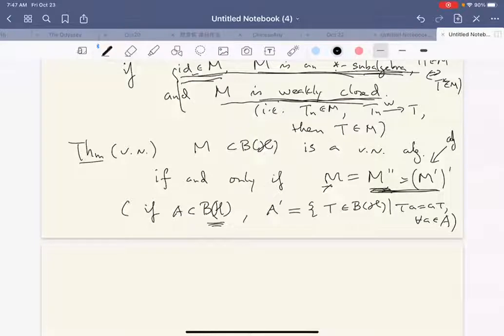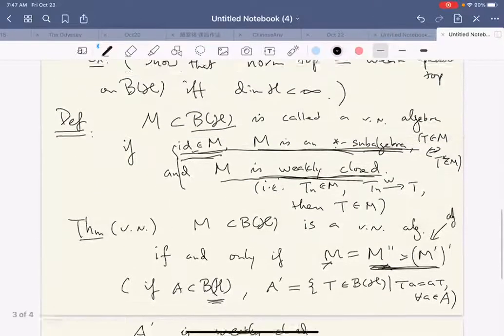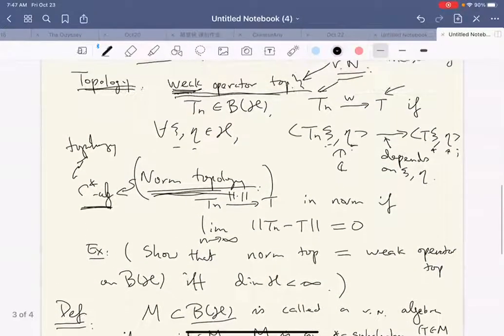Yes. Maybe one thing I can comment is that the commutant is always weakly closed. Even though you define a commutant like this, A prime is always weakly closed. Maybe that's the point then. Yes, right. Oh, I see. Okay, I got it now.